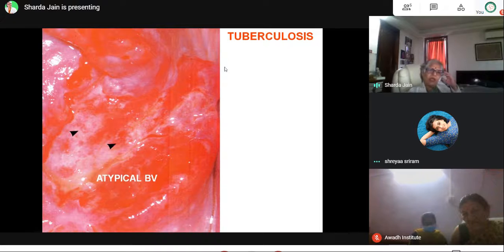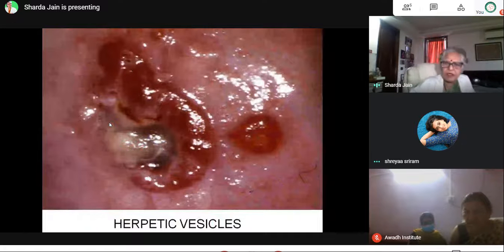Sometimes you think there are lakes of blood and atypical vessels, big lakes. Probably it's a malignancy, frank malignancy. But surprisingly, sometimes you find a diagnosis of tuberculosis from the pathologist.